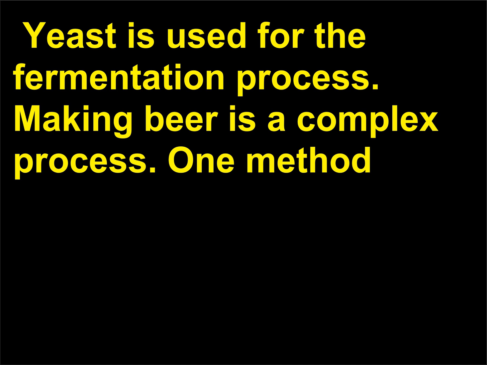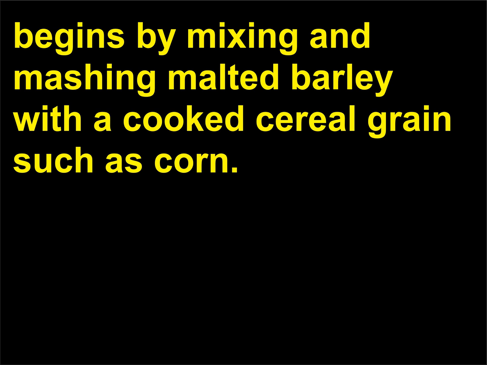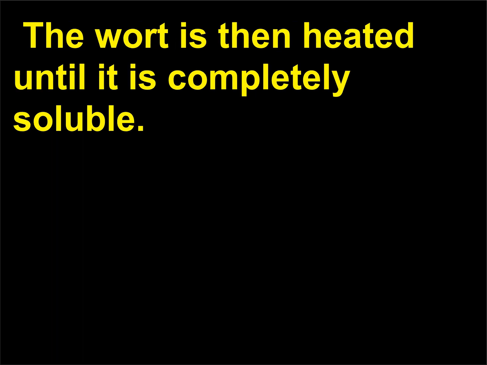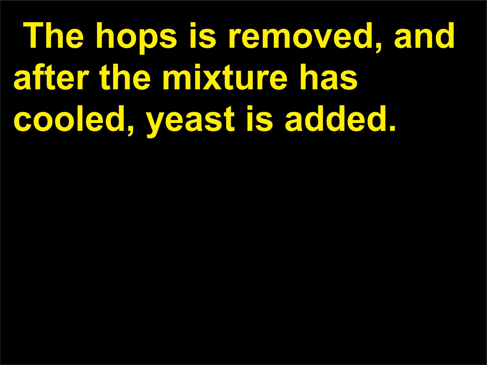One method begins by mixing and mashing malted barley with a cooked cereal grain such as corn. This mixture, called wort, is filtered before hops is added to it. The wort is then heated until it is completely soluble. The hops is removed, and after the mixture has cooled, yeast is added.